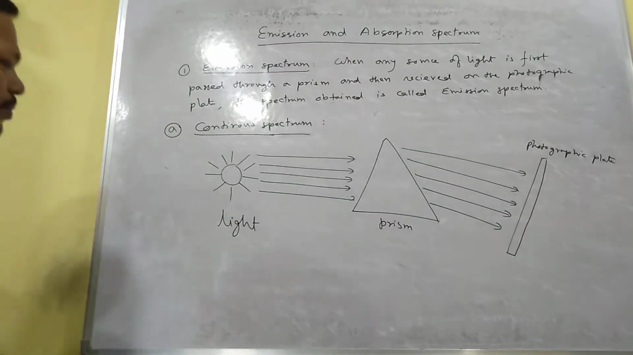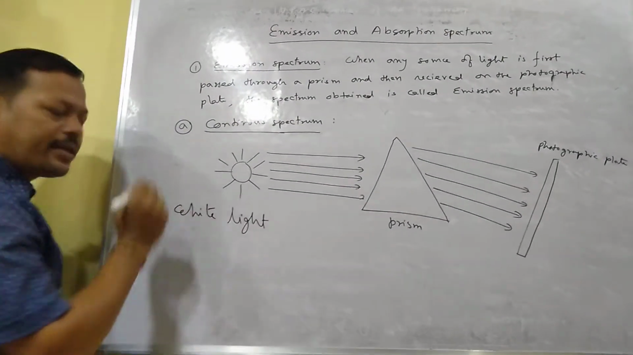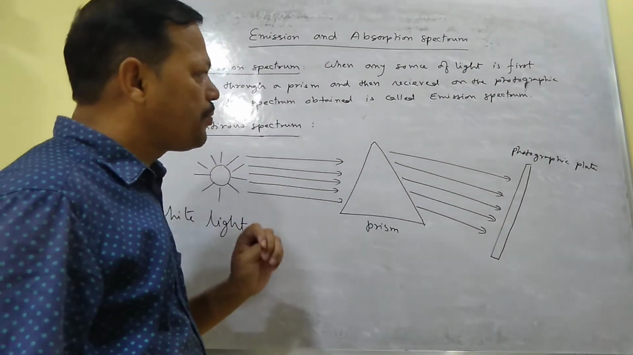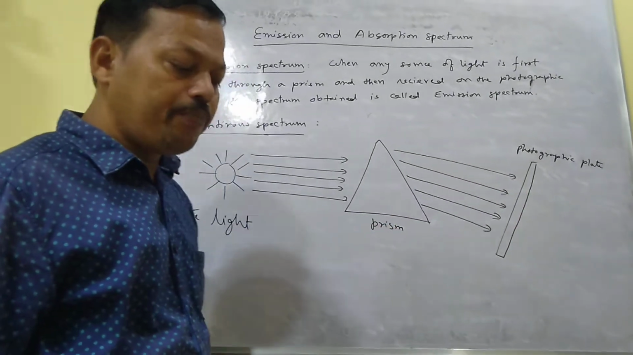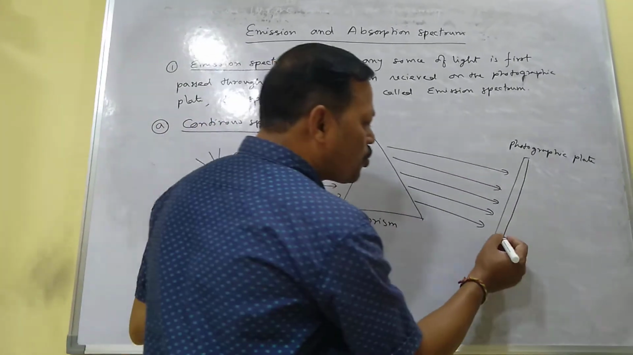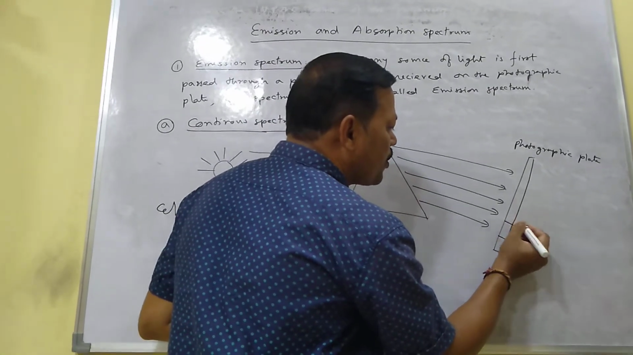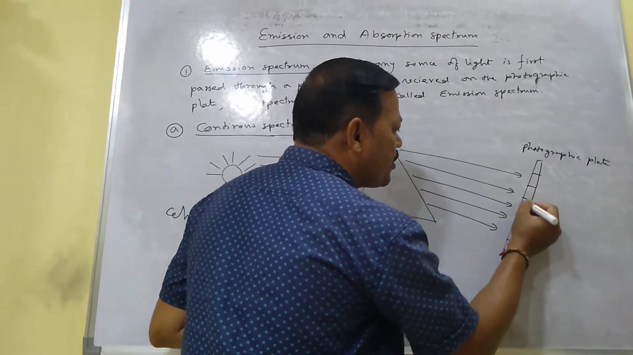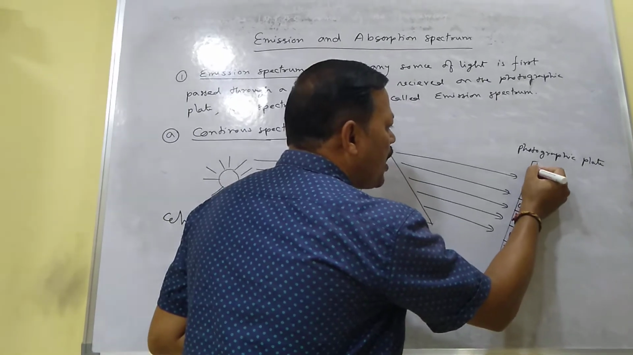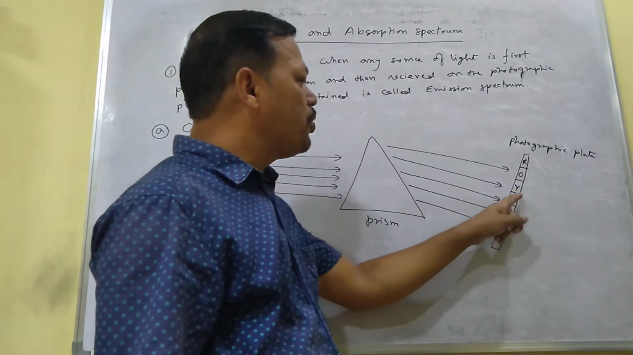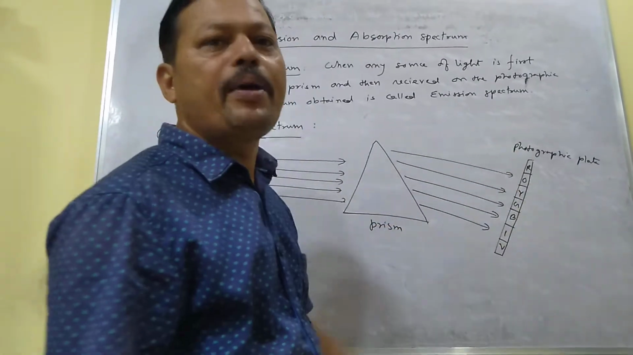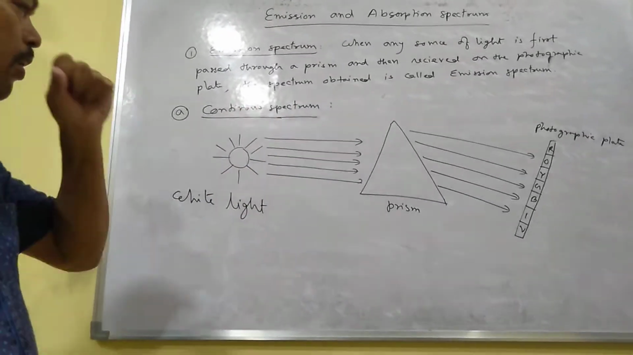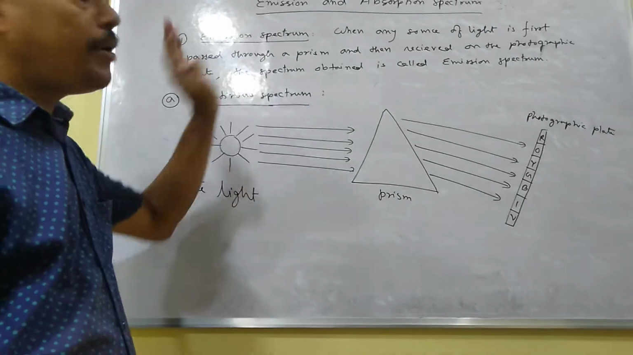What is continuous spectrum? When you use white light, and the white light is first passed through a prism and then received on the photographic plate, in the photographic plate you can see 7 bands of colors from violet to red. VIBGYOR: violet, indigo, blue, green, yellow, orange, red. You will get 7 bands of colors. This type of spectrum obtained is called continuous spectrum.